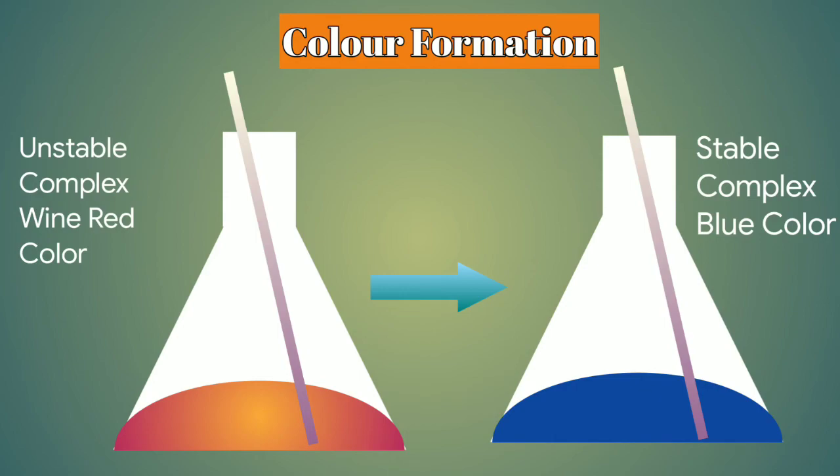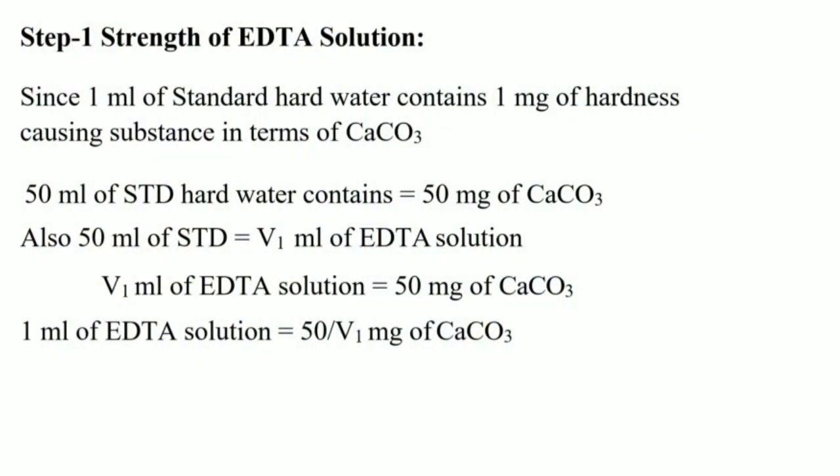Now we start the calculation part. Step number 1, strength of EDTA solution. Since 1 ml of standard hard water contains 1 mg of calcium carbonate equivalent, 50 ml of standard hard water contains 50 mg of calcium carbonate equivalent. Also, 50 ml of standard hard water consumed V1 ml of EDTA solution. V1 ml of EDTA solution is equal to 50 mg of calcium carbonate equivalent. Hence, 1 ml of EDTA solution is equal to 50 upon V1 mg of calcium carbonate equivalent.